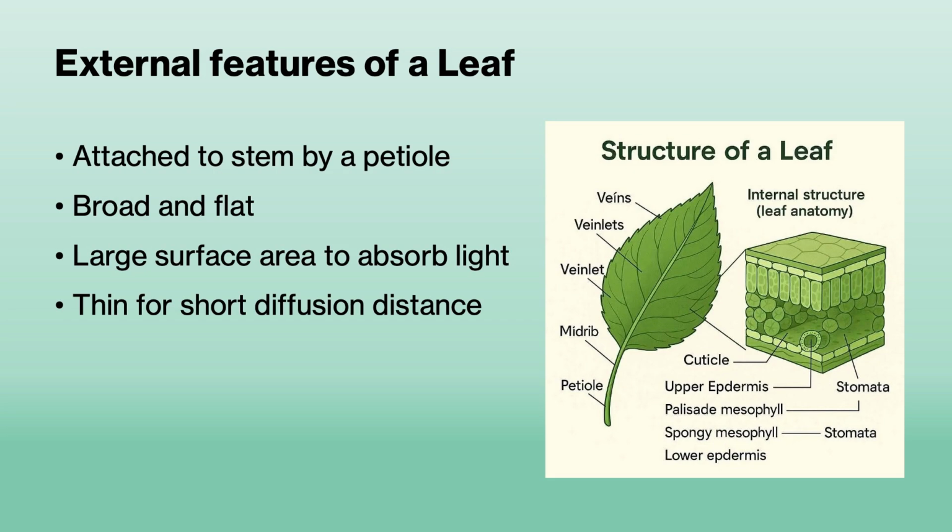Leaves are attached to the stem by a petiole, which holds the leaf in position. They are usually broad and flat, which gives them a large surface area to absorb as much light as possible. They are also thin, which shortens the distance for gas to diffuse in and out of the leaf.